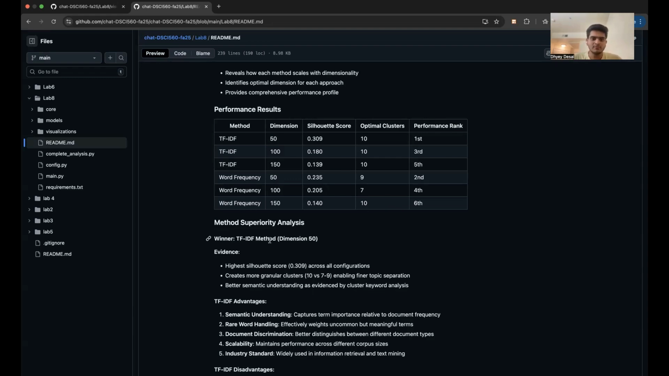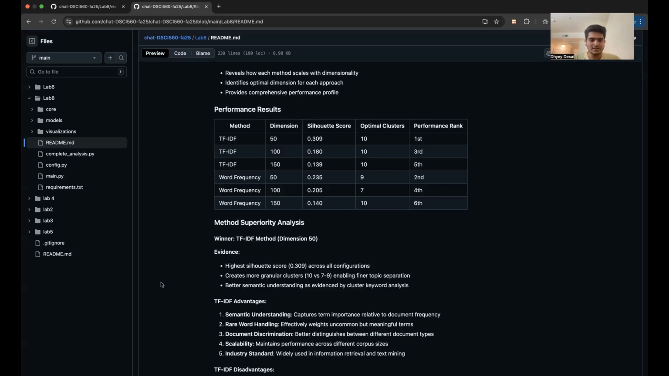Talking about the advantages and disadvantages: in the case of TF-IDF, we have better semantic understanding, effective rare word handling, superior document discrimination, and higher reliability. However, it has higher computational complexity and memory requirements as well. In the case of word frequency, simplicity, computational efficiency, easy interpretation, and robustness are the positive points. But it suffers from limited semantic understanding and poor discrimination between similar documents.